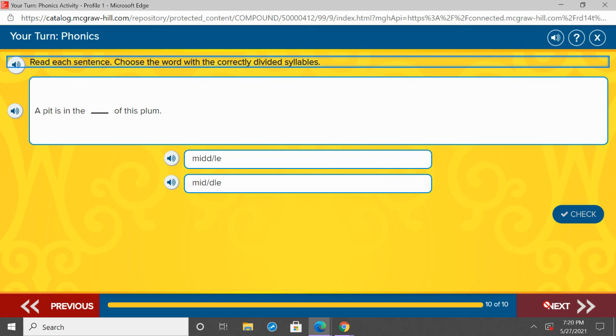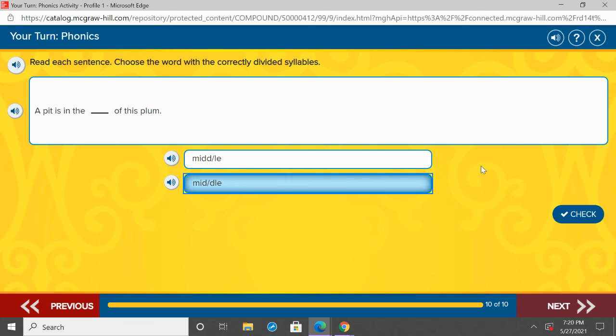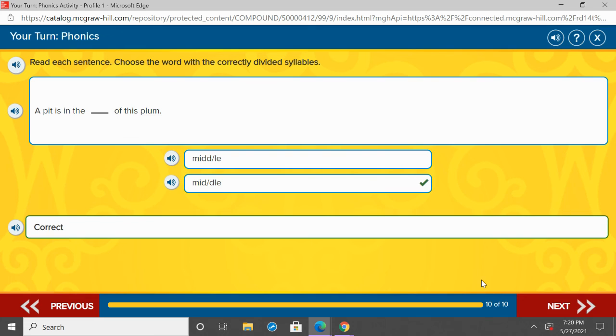So do we have this top one? Does that show that? Or does the bottom one show that? Hold up 1 for the top, 2 for the bottom. You should be holding up a 2, middle.